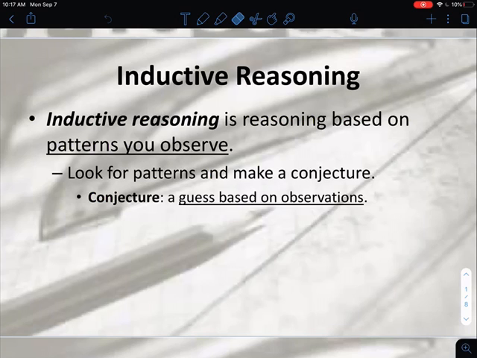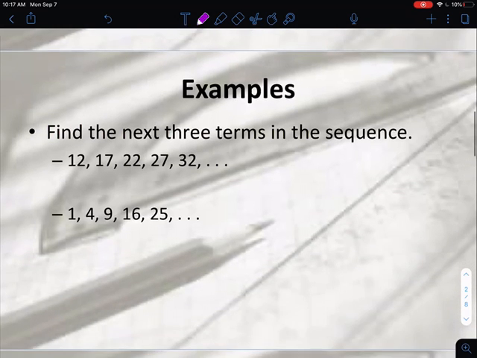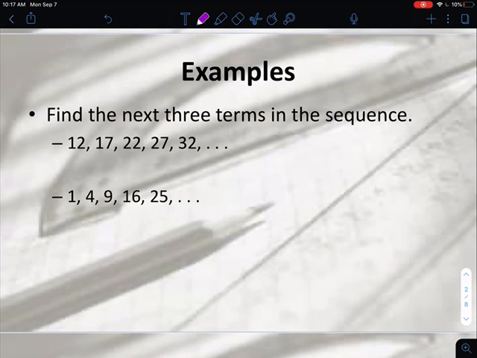So it might be a sequence of numbers or a sequence of shapes or whatever it might be. And you're just trying to find a pattern within it and then making a guess what comes next in the sequence. So this word here, conjecture, what we mean is a guess based on observations. So we're looking for this pattern, we see the pattern, and then we apply that pattern to guess what's going to come next. So those are the things that we're going to be working on first in this section.